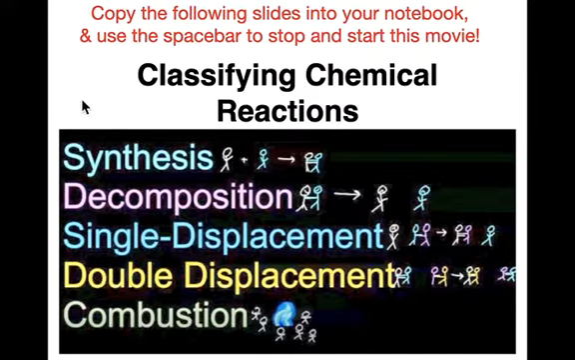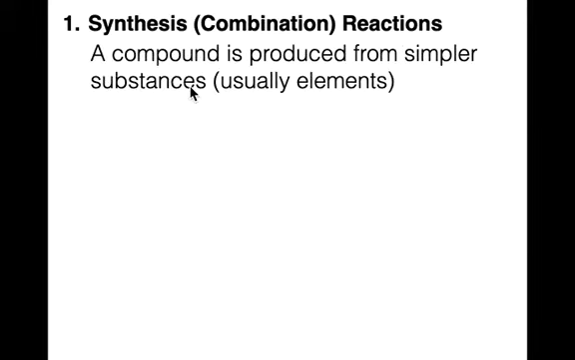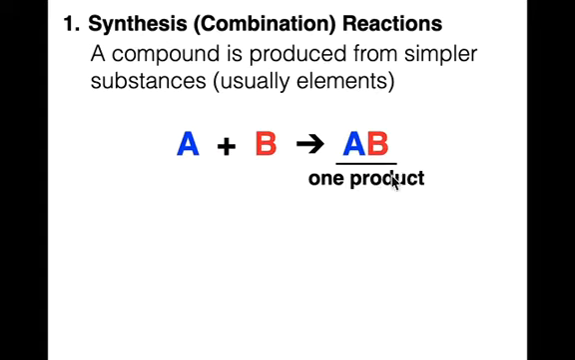Okay, so let's look at the first one, synthesis. A synthesis, also known as a combination reaction. For a synthesis reaction, a compound is produced from simpler substances, usually elements. Okay, so this is just a generic representation of that. So you can see that you have 2 compounds or 2 elements or an element and a compound, but they all come together to form one product. And that's the key that it's a synthesis reaction, is that you only have one product. You don't have a product and something else like you've seen in other reactions, just one product.